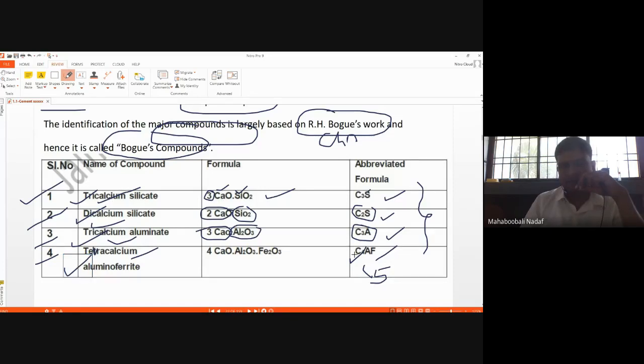Calcium, tetracalcium aluminoferrate. Aluminoferrate. Very, very important terminologies. C3S, C2S, C3A, C4AF. These are Bogue's compounds. These are present in clinker in the dry cement. Okay, this slide is clear for everyone?